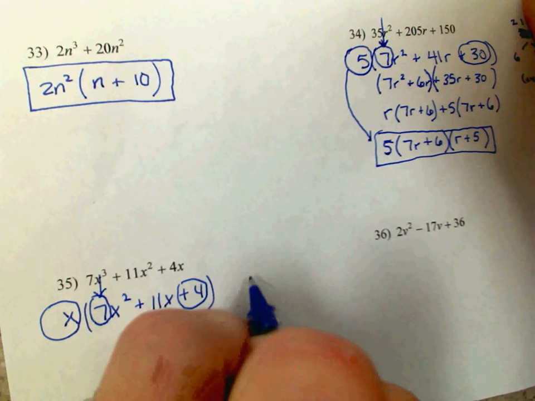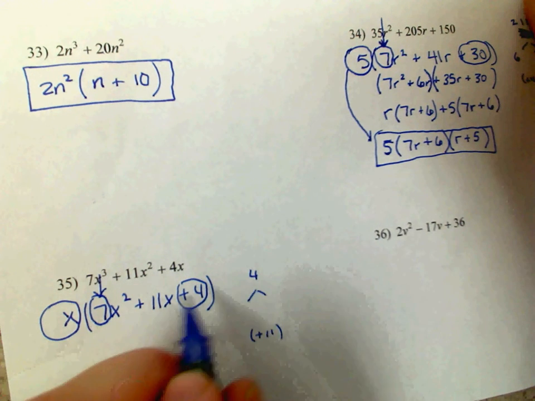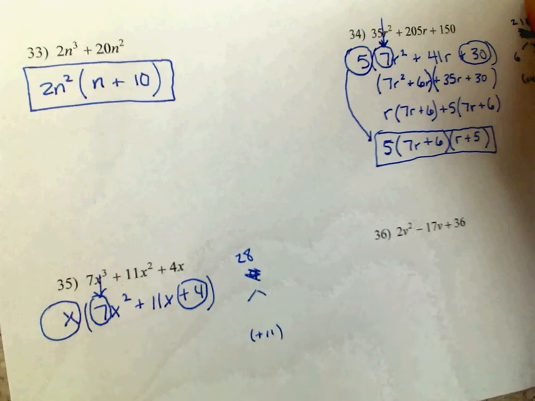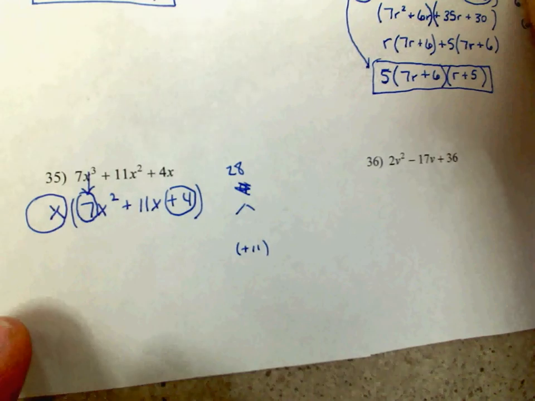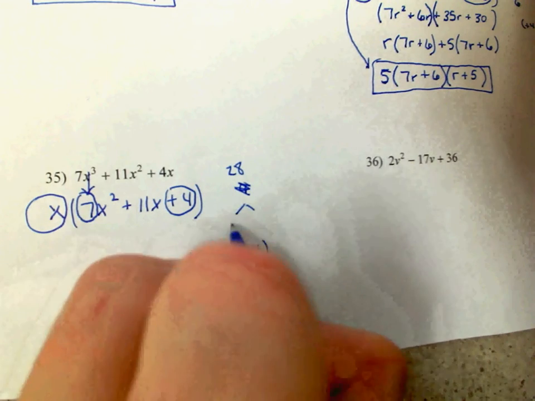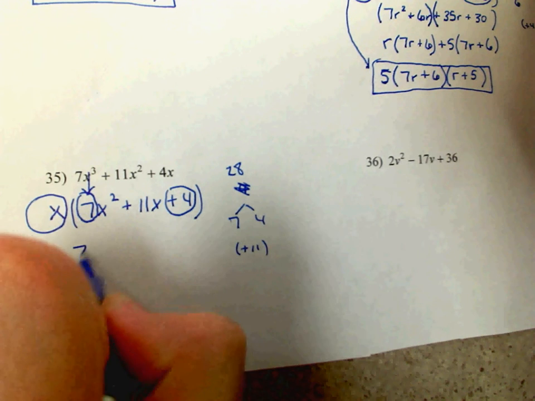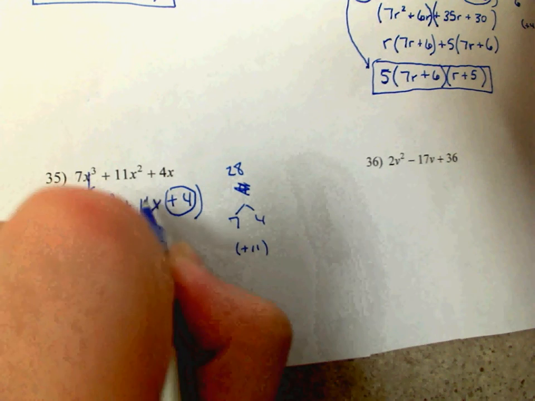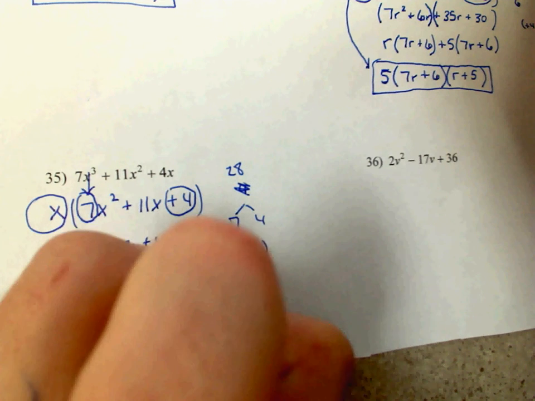You have to do 7 times 4, which is 28. Has to add up to 11. So how about 7 and 4? That's 28. So again, replace the 11 in the middle with a 7 and a 4. Group them together. So that's called a grouping method.